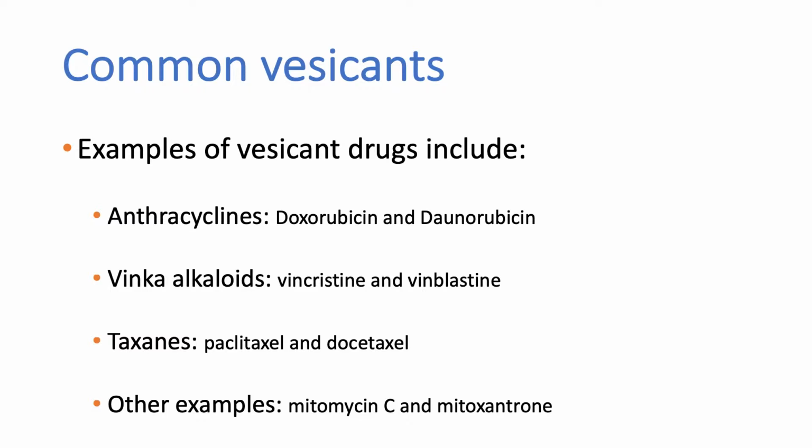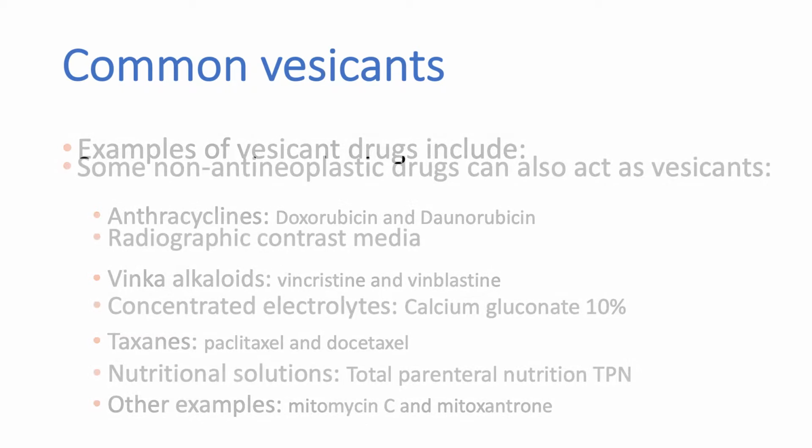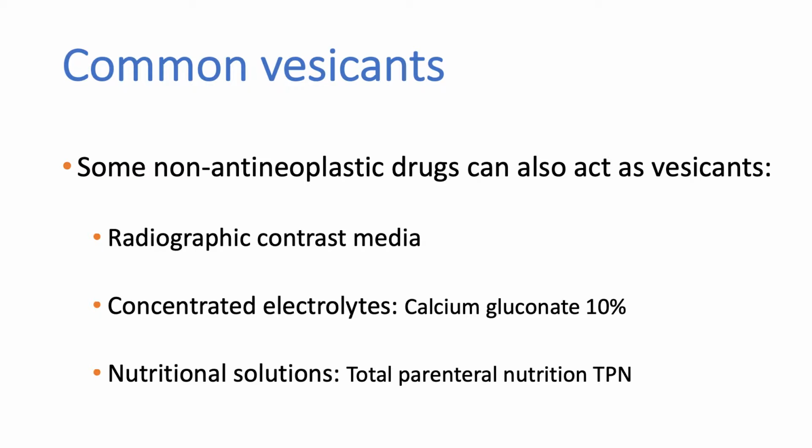So could you give us more examples about common vesicant drugs? Examples of vesicant drugs include anthracyclines such as doxorubicin and daunorubicin, vinca alkaloids such as vincristine and vinblastine, taxanes such as paclitaxel and docetaxel. Other examples include mitomycin C and mitoxantrone. Some non-antineoplastic drugs can also act as vesicants. They include radiographic contrast media, concentrated electrolytes such as calcium gluconate 10%, and nutritional solutions such as total parenteral nutrition.